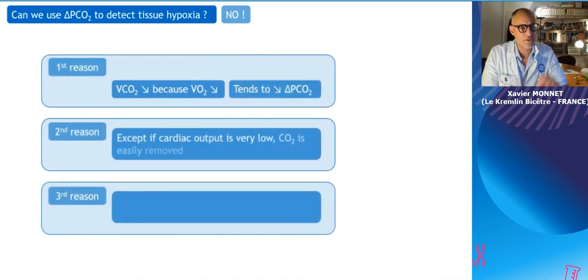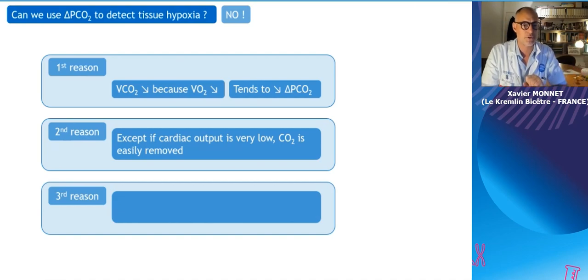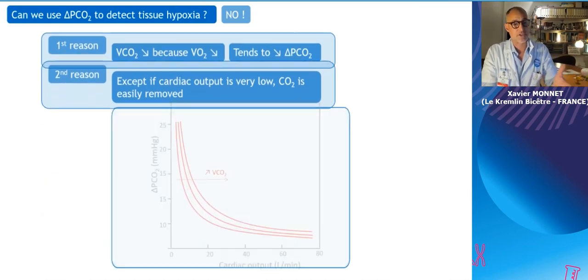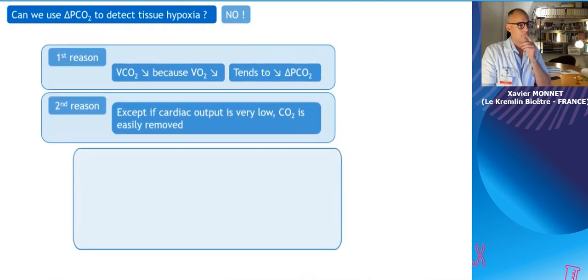Also, even if CO2 would be produced in excess, it is easily removed by cardiac output, provided that cardiac output is not too low. By the way, it's exactly what is expressed in the relationship we have seen. You see, it's only for very low values of cardiac output, and I'm sorry, again, there is a mistake in the scale of the x-axis. Only for very low cardiac output values, the PCO2 gap eventually increases.